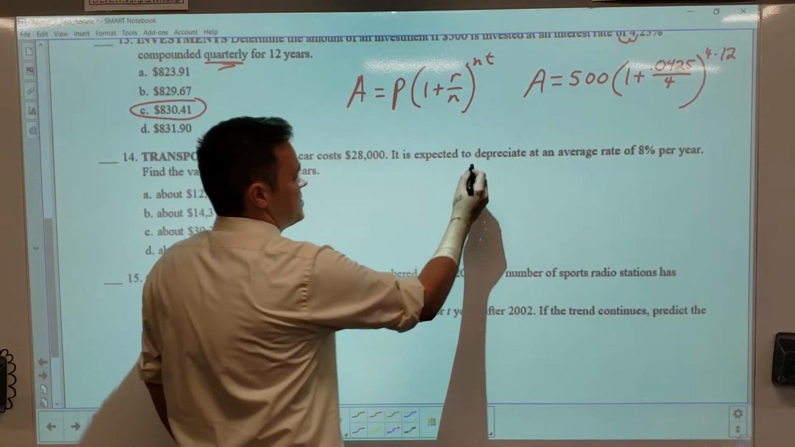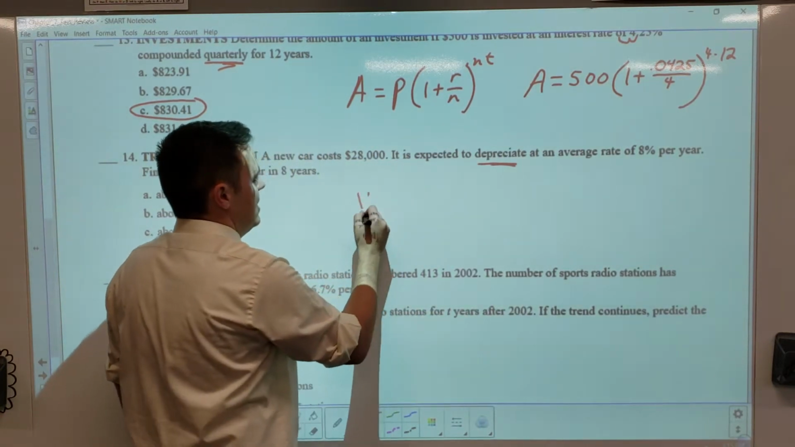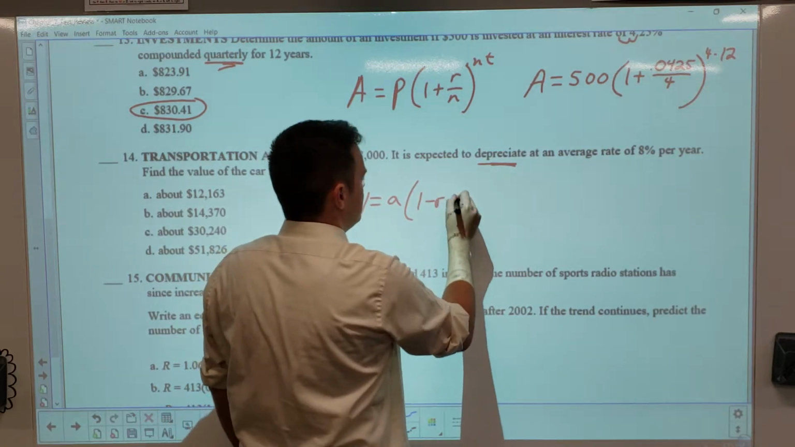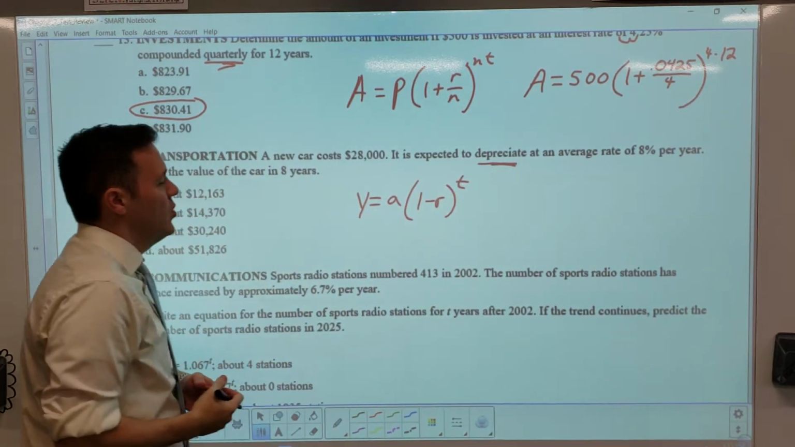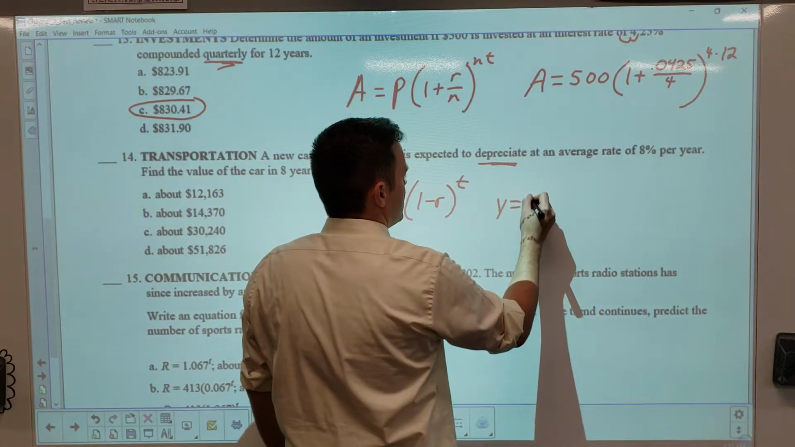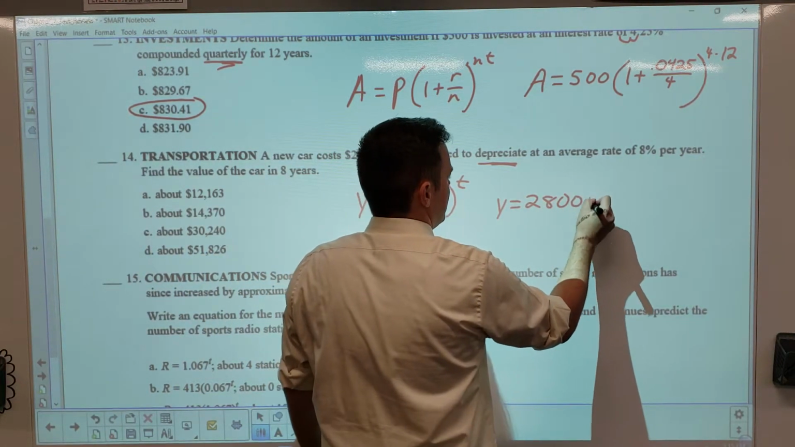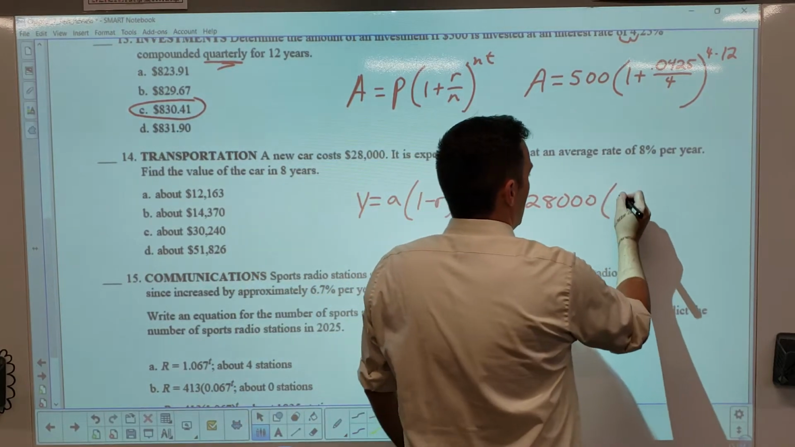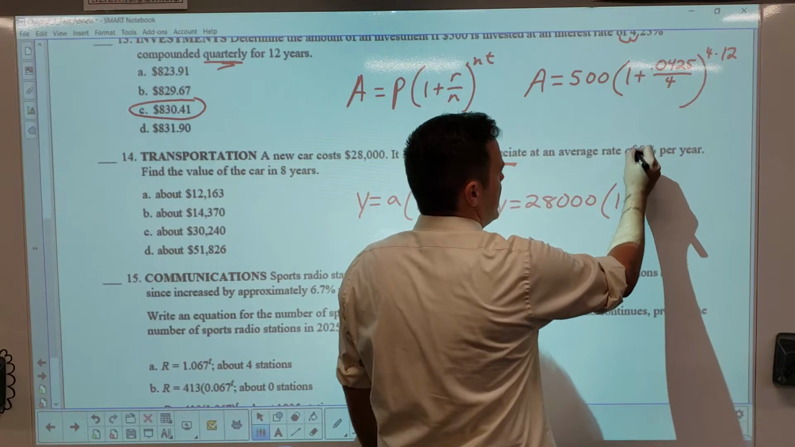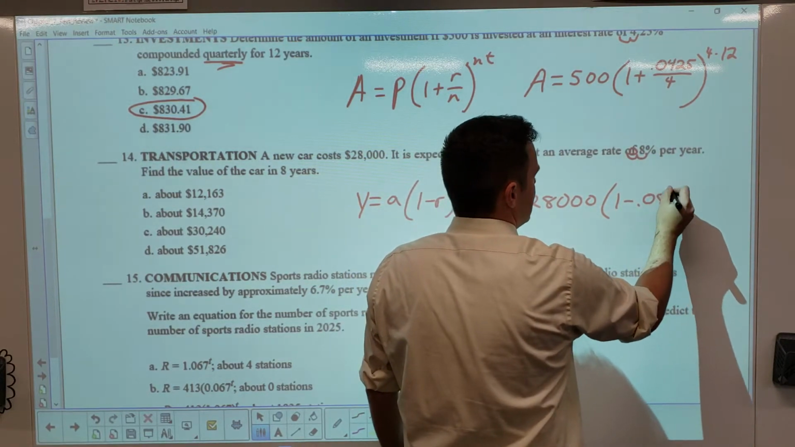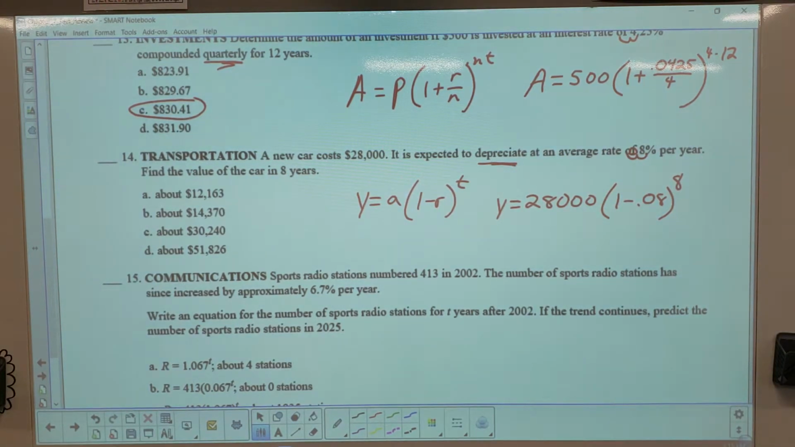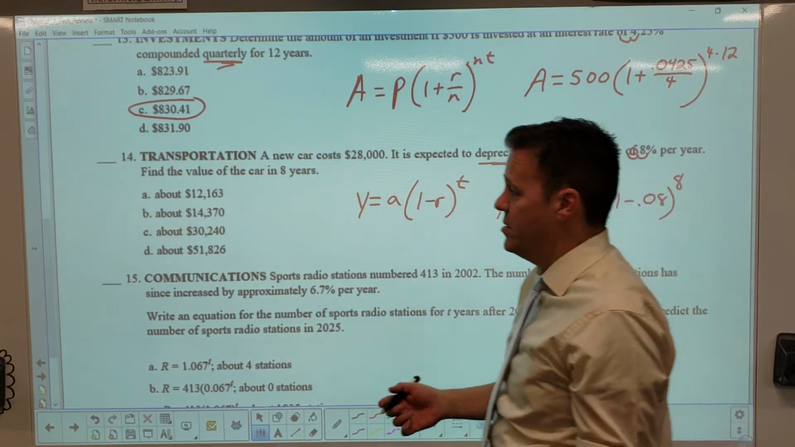Transportation talks about depreciation, right? That is decay. Okay, when you guys have that written down, the decay factor, all right, is going to be y equals 28,000, just like this, okay? And then we go 1 minus the rate, it's point, so you move the point twice, and you know it's 0.08 to the, not t, but it's to the 8, because we want 8 years. You enter that into decimals, pretty simple.